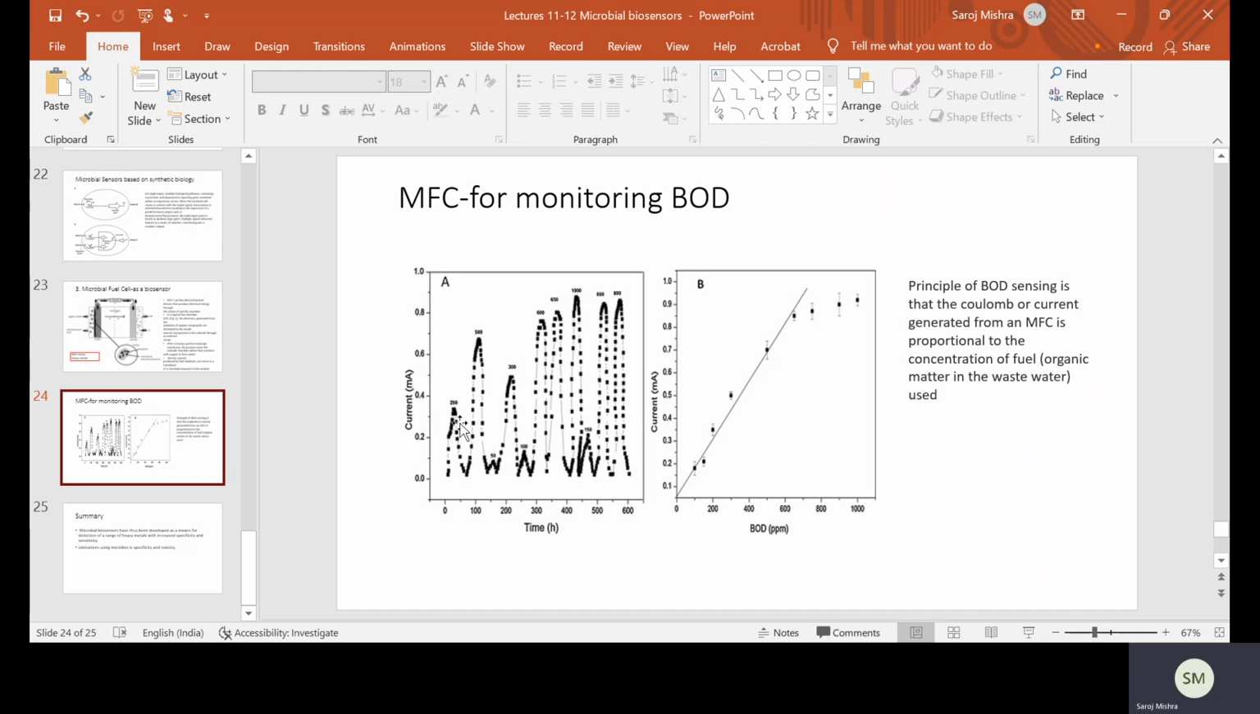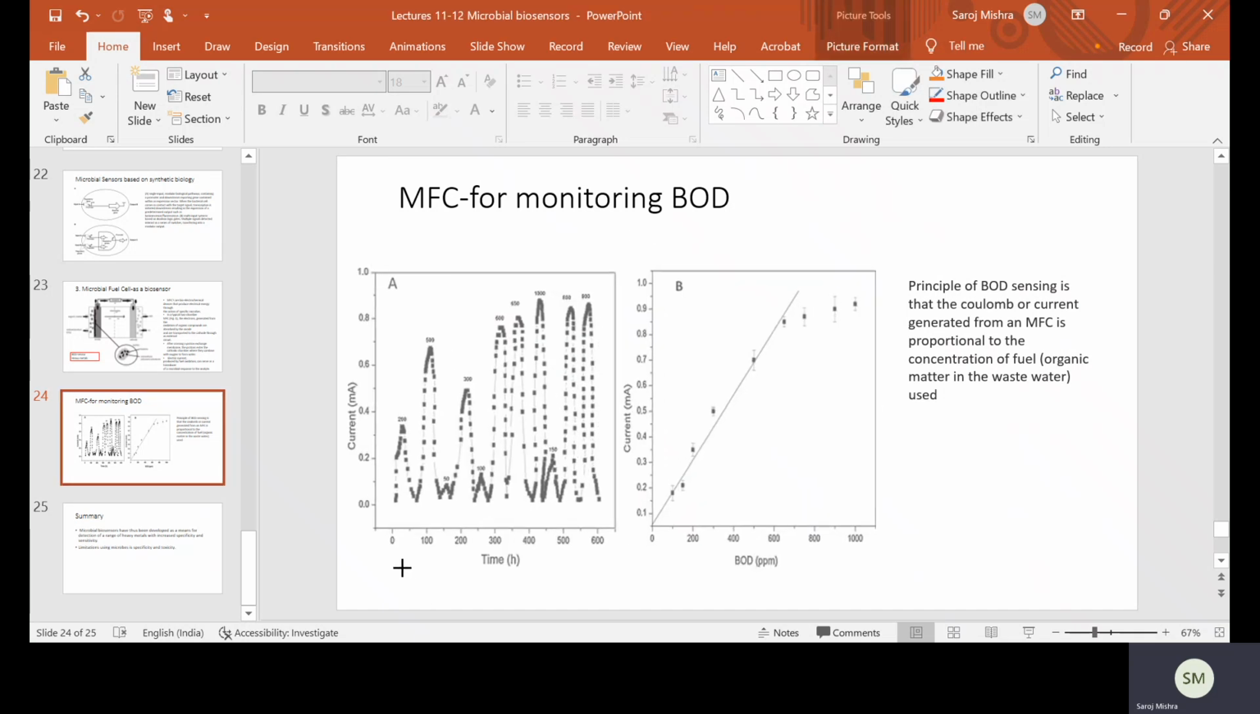In this particular case, let me just expand it a little bit so that you can read the numbers a little better. If you have, for example, 200 BOD, then the amount of current which is generated is 0.38. If the BOD level is about 500 plus, then the current which is generated is about 0.7. Then 300 BOD, or 200, 100 BOD, 450, 1300.